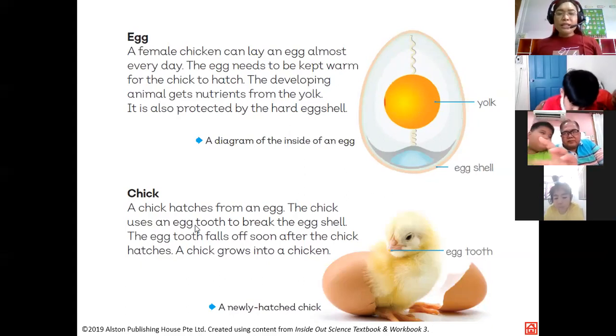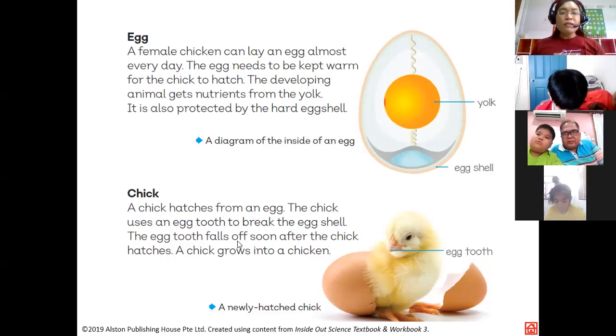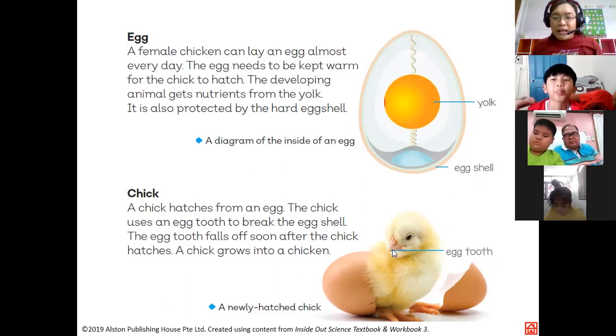Okay, now let's proceed to chick. A chick hatches from an egg. The chick uses an egg tooth to break the eggshell. The egg tooth falls off soon after the chick hatches. A chick grows into a chicken. Oh, that means the beak of the chicken, they use this to break the shell so they can get out from the egg. So see, this is the egg tooth. So they use this to break the egg so they can come out from the egg. Do you understand?